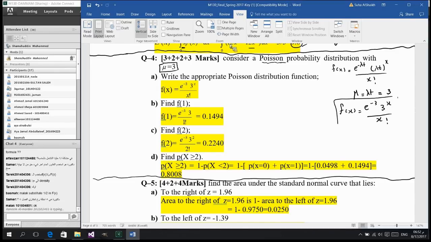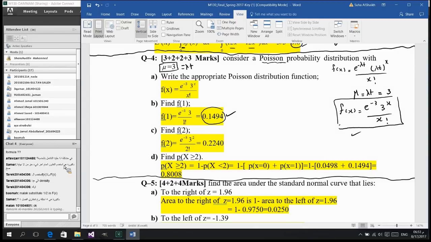Now for my special case here, when they give me the mu, which is the same as lambda t, equal to 3. Write the appropriate Poisson distribution function. So here is the function. I'm just changing lambda t to 3. Find f at 1. What does f at 1 mean? It means just substitute x with 1. It is e to the power minus 3, times 3 to the power 1, over factorial 1. Get the result. You must know how to find that, and this is the result that we are getting.